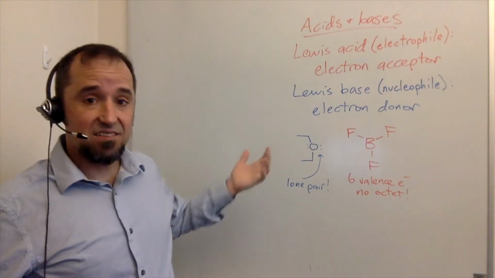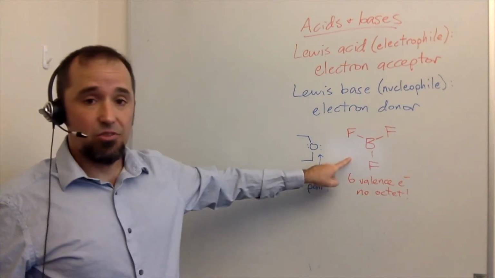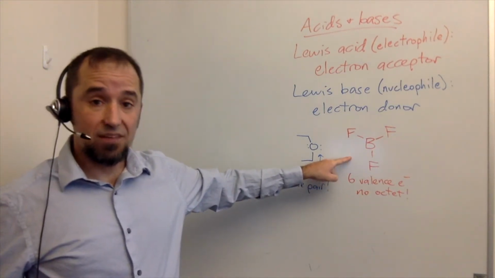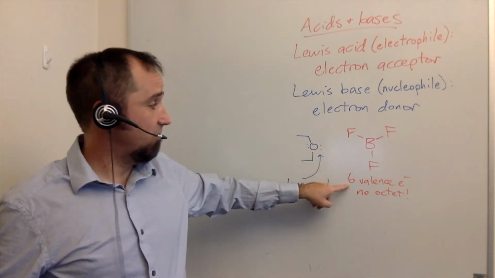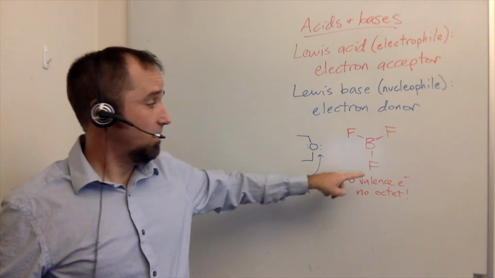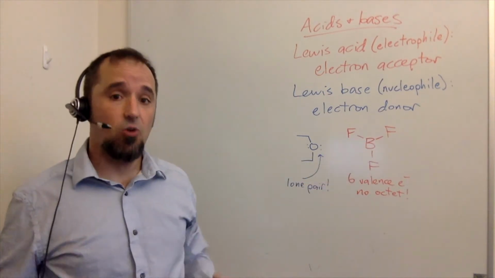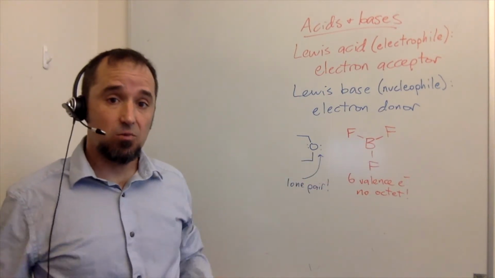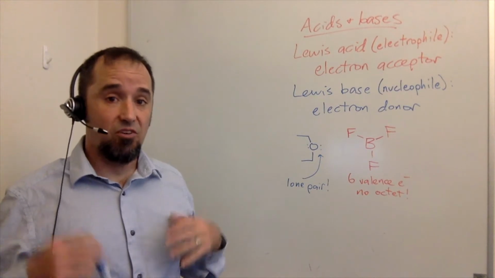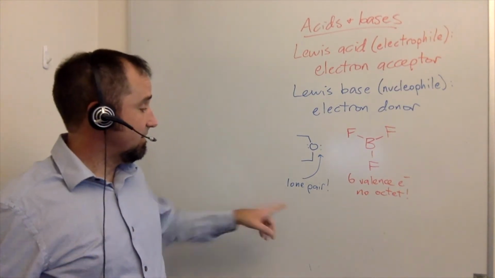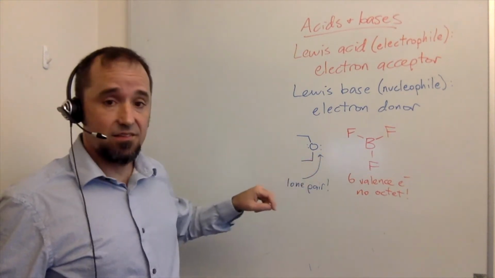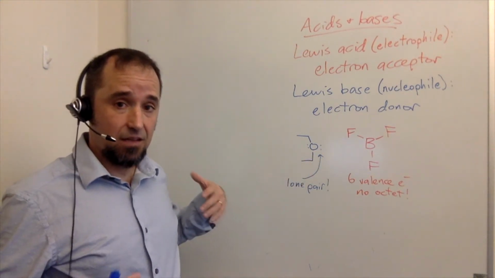Okay, so as an example, BF3 is a really good Lewis acid because it's electron poor. Notice if I count valence electrons, general chemistry style, I've got 2, 4, 6. I don't have an octet. And so generally speaking, Lewis acids very often don't have full octets like that. And then something with a lone pair of electrons can act as an electron donor.